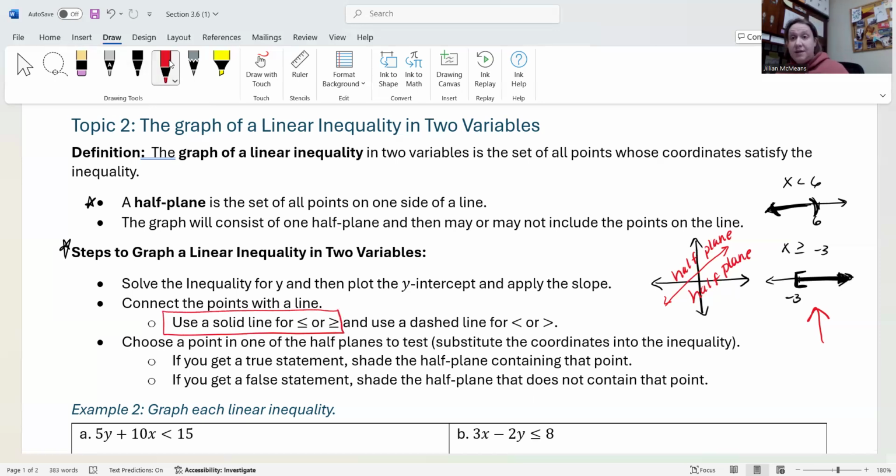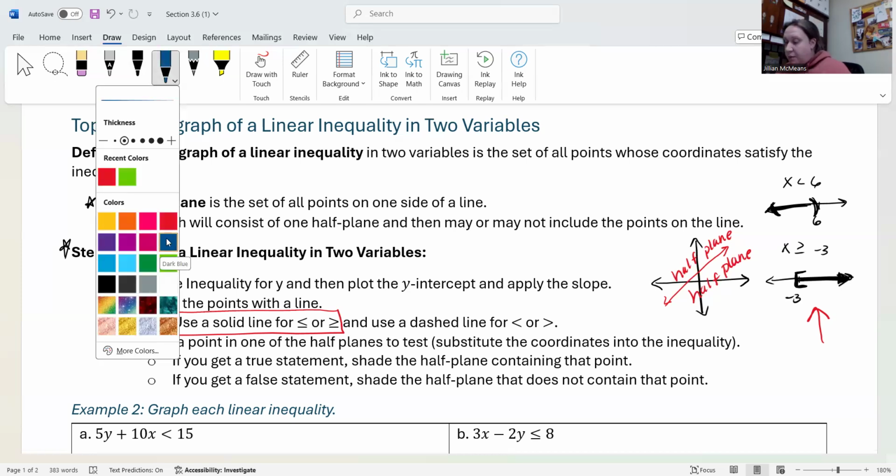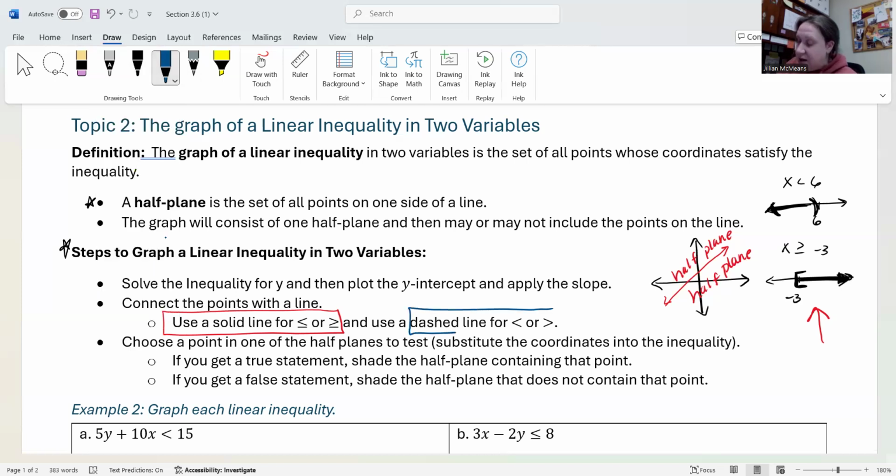So if you have a less than or equal or a greater than or equal inequality, you're going to connect those points with a solid line, because those points mean you include the points on the physical line, okay? Now, if we have a strict inequality, a strictly less than or a strictly greater than inequality symbol, we would use a dashed or a dotted line.